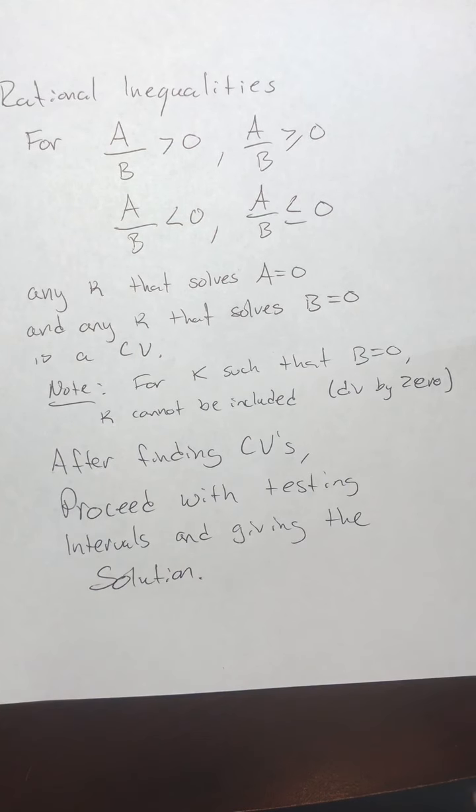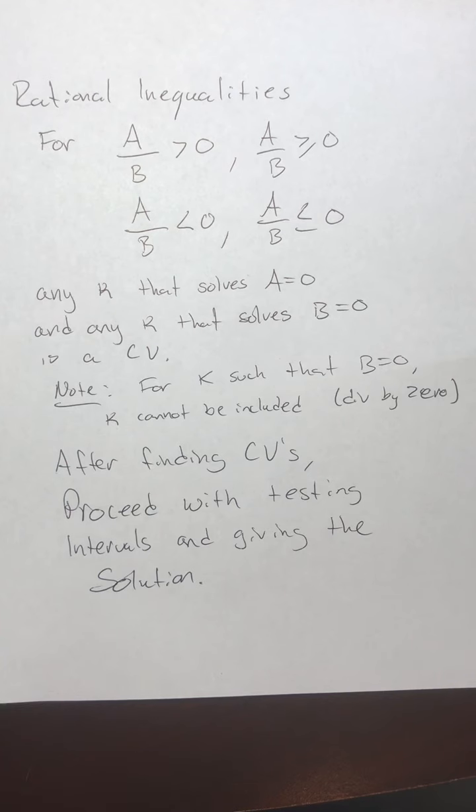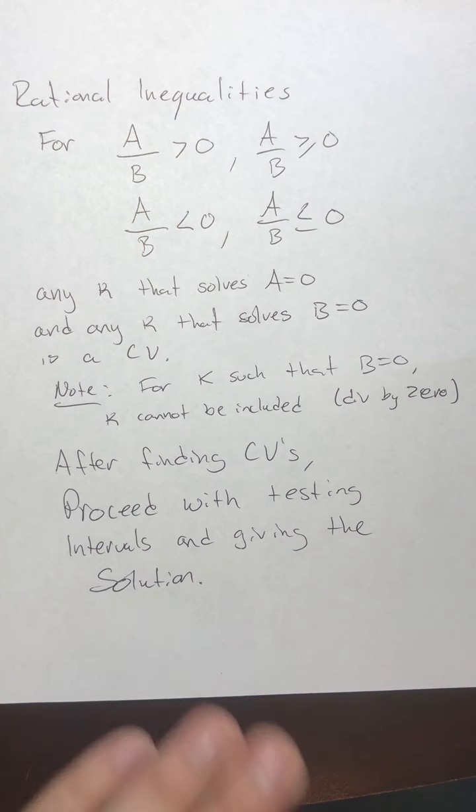So the difference between the process for the quadratic inequality that we looked at and this rational inequality is only where the critical values come from. After we find the critical values, the process is the same as the previous example. So we're going to find the critical values, and then we're going to proceed with testing the intervals and giving the solution. So let's take a look at an example.